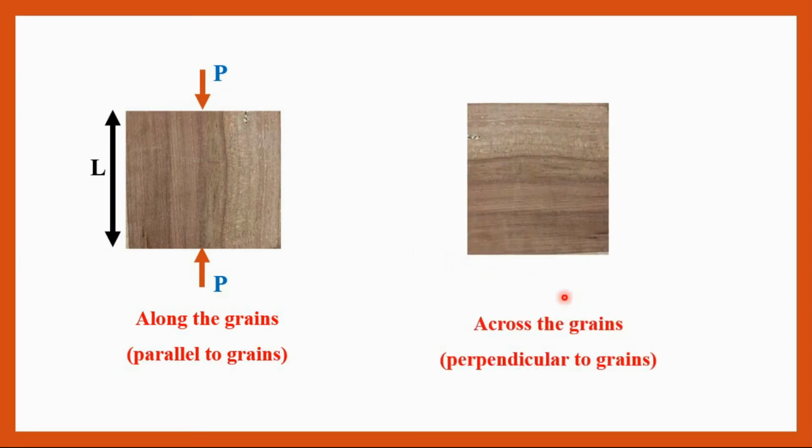The second case will be across the grains. Across the grains will be like this, means the fibers or you can call grains will be placed perpendicular to the applied compressive force. So, this we can call it as L. So, we are going to place the specimen like this for across the grains. Now, I will move on to the first case, along the grains.